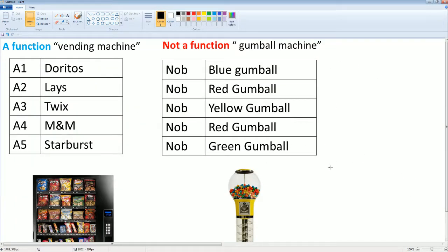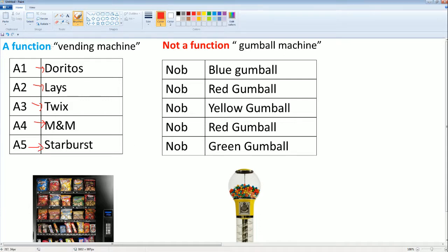Alright, so we define a function as a vending machine. Every single input in the vending machine, like A1, gets you your Doritos. So if you always press A1, you get Doritos. A2 gets us Lays. A3 gets us Twix. So there is this relationship. Every single one here has a direct input and an output. A5 will always get you your Starbursts.